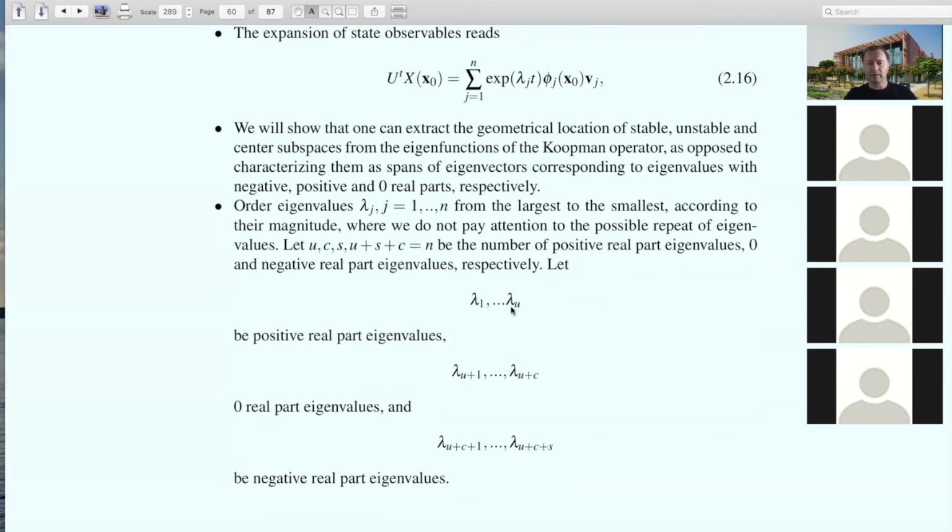And then lambda 1 to lambda u are the quote-unquote unstable eigenvalues, so positive real part. Lambda u plus 1 to lambda u plus c are center, so 0 real part eigenvalues. And lambda u plus c plus 1 to lambda u plus c plus s would be negative real part eigenvalues, or let's call them stable eigenvalues.